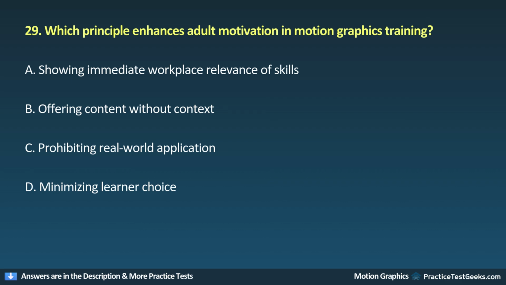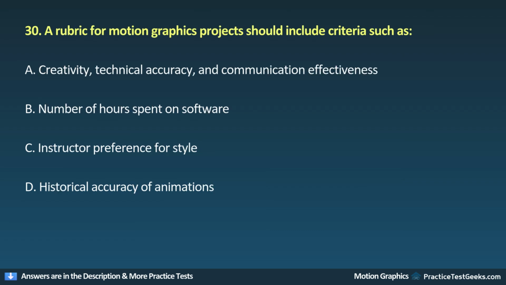29. Which principle enhances adult motivation in motion graphics training? A. Showing immediate workplace relevance of skills. B. Offering content without context. C. Prohibiting real-world application. D. Minimizing learner choice.